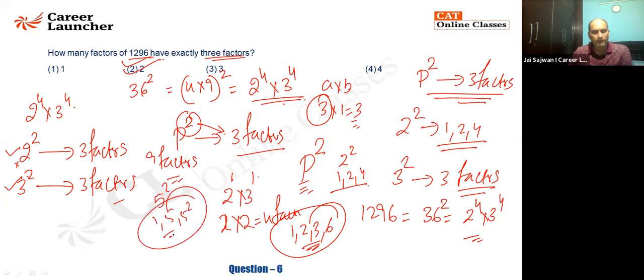So any number which is a perfect square, a prime number to the power of 2, you will get 3 factors of that. So from this I can say 2 square will have 3 factors or 3 square will have 3 factors. Is it clear, Sambhav, now?